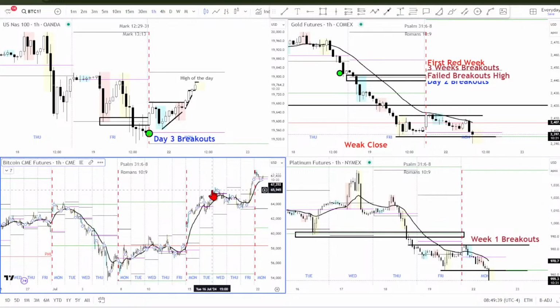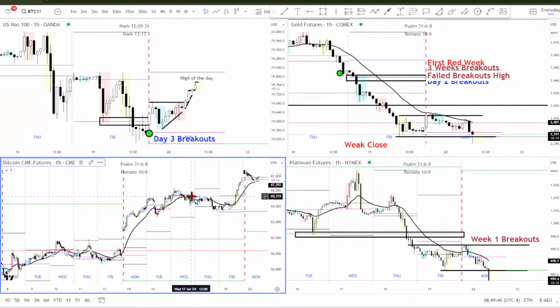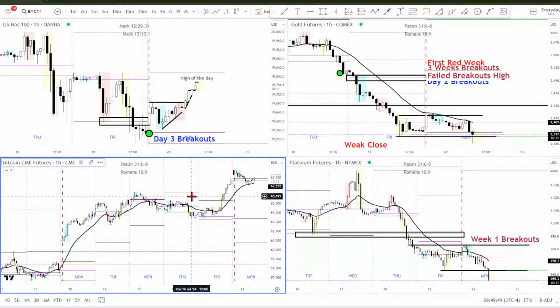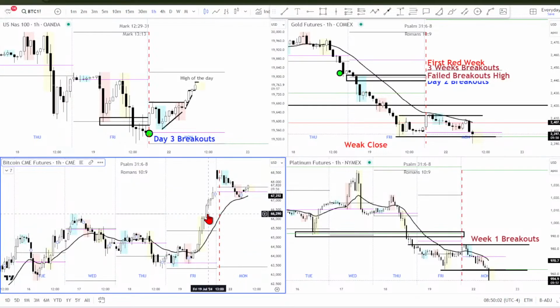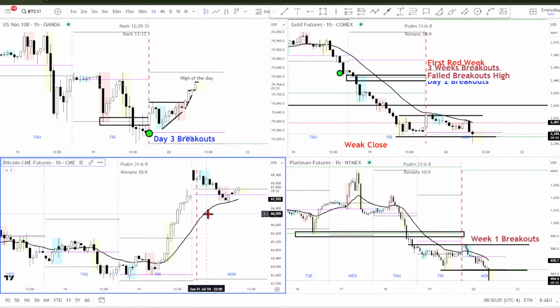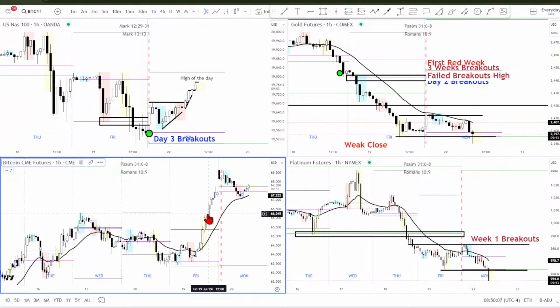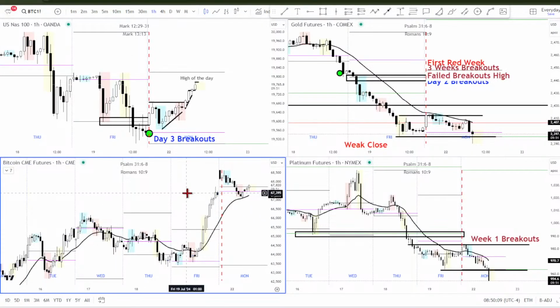Okay, last week was week 1 of breakouts to the upside on Bitcoin. First red day, first day down, second day down. Then we get a little reversal. Really no signal days though. No signals coming into a Monday. Nothing I could really do with that.